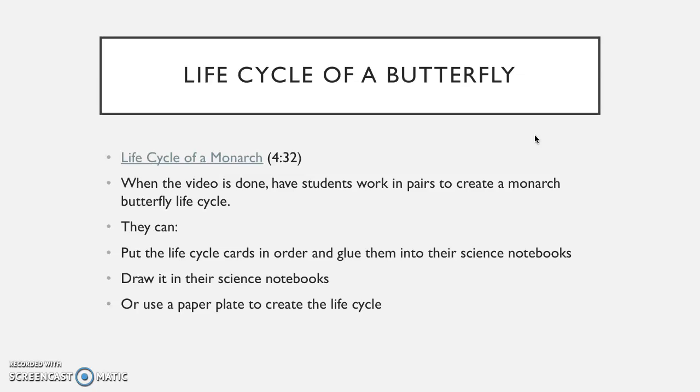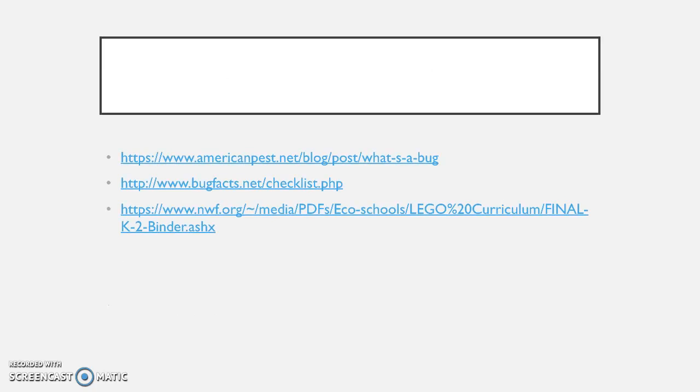So then when the video is done, I would have 3 options for the students to create the life cycle of a monarch butterfly. Beforehand, I would cut out different life cycle cards in order and then scramble them up, and then depending on what the students want to do, I would hand them either life cycle cards, or I'd have them draw the life cycle in their science notebooks, or use a paper plate to divide it into 4 quadrants and then create the life cycle that way. And then those are my resources.